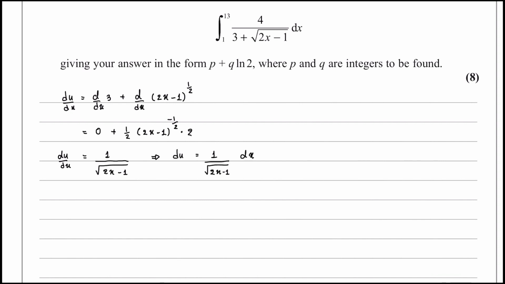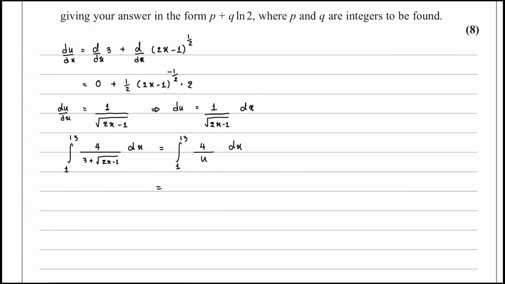And then we can substitute u into the integration. The integral from 1 to 13 of 4 over 3 plus square root of 2x minus 1 dx equals the integral from 1 to 13 of 4 over u dx. And we need this dx to be du. So we need 1 over square root of 2x minus 1 in our integration. That means we can multiply and divide by square root of 2x minus 1.